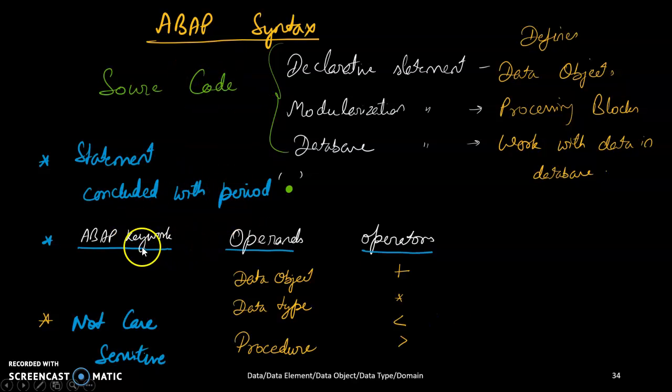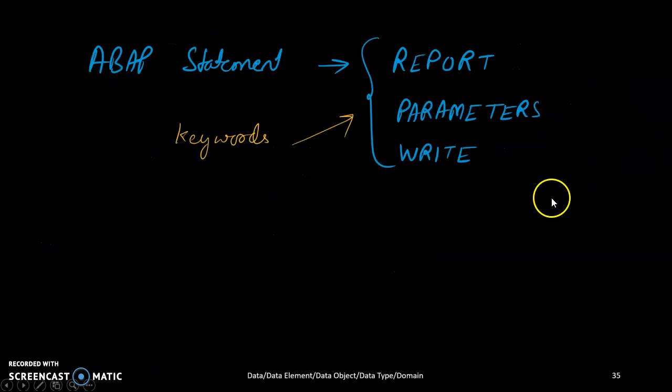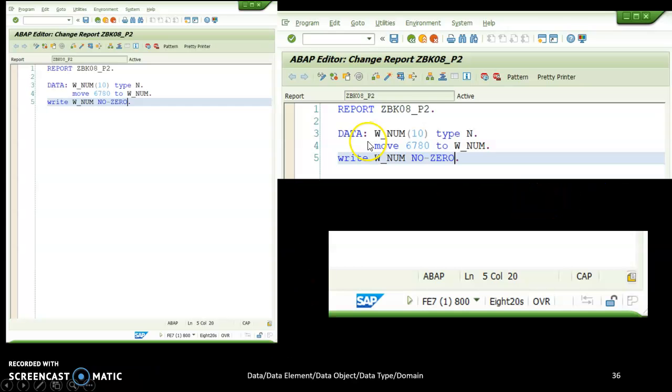The syntax is usually the ABAP keyword, then the operand, and the operator. Between these three we need to write our program statement. The source code can have declarative statements, modularization statements, and database statements. A declarative statement declares and defines the data object. Modularization processes the blocks, and database statements work with the data in the database. So these are the keywords.